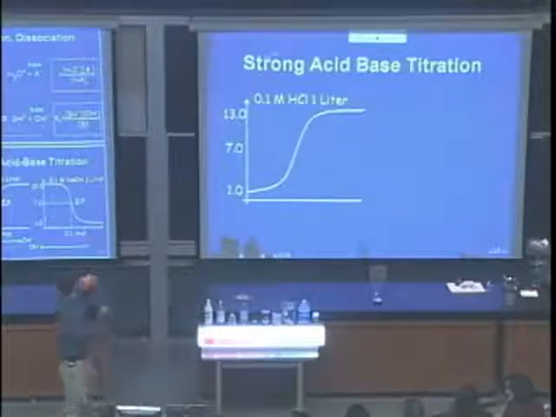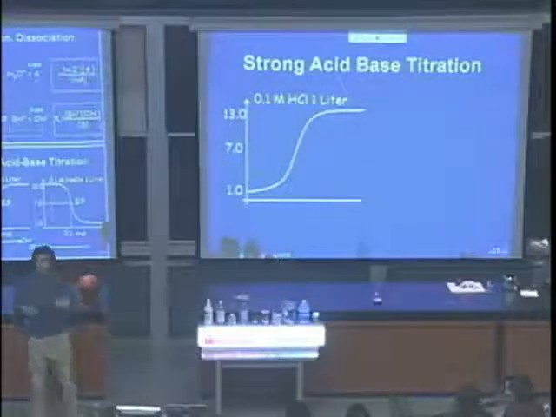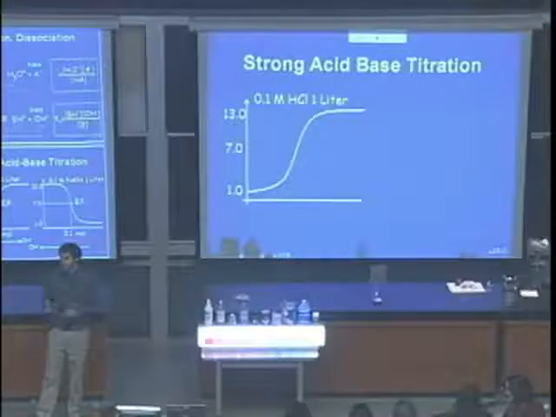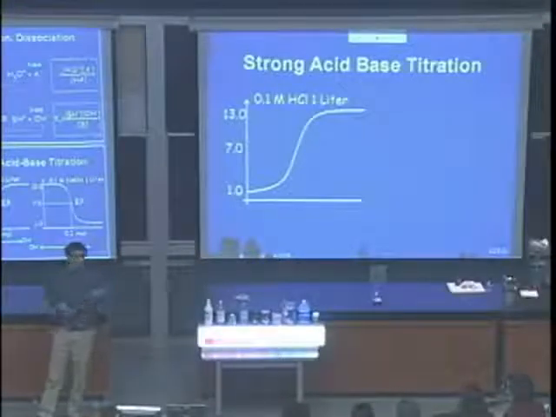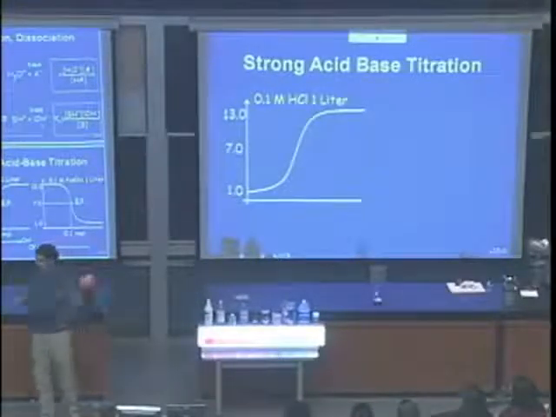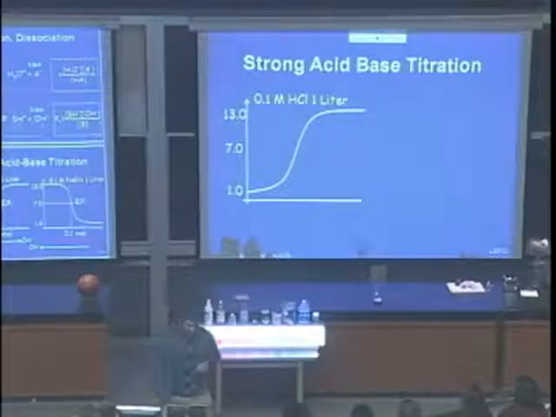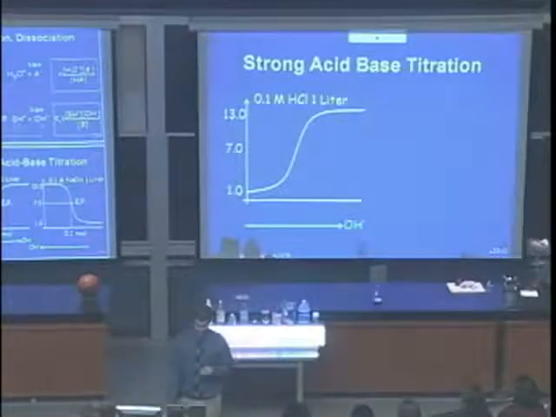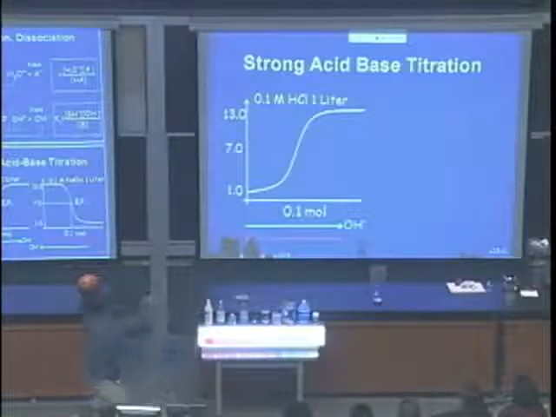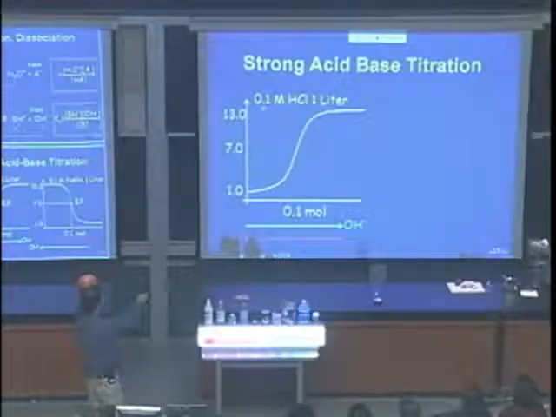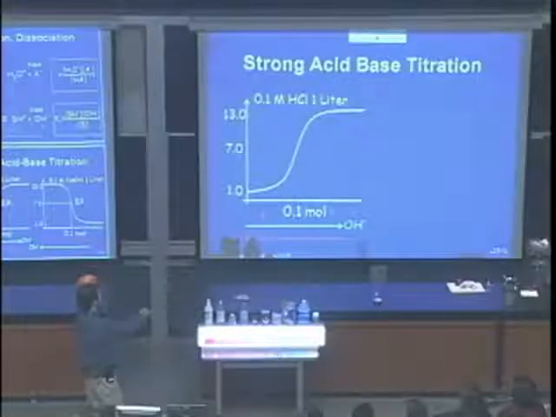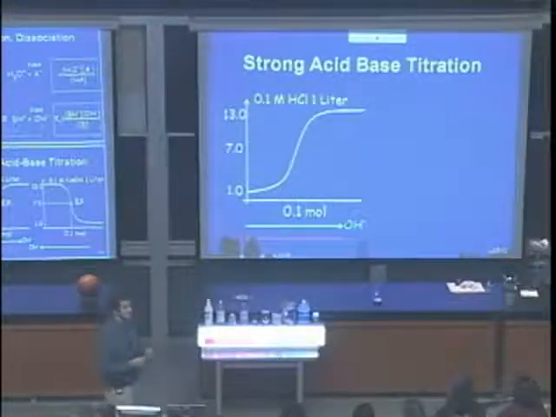The pH of the strong acid in here depends only on the concentration of that acid. If I had 0.001 molar HCl, it would have a different initial pH. Now when we add base here, we have 1 liter at 0.1 molar, which means we have 0.1 total moles of HCl, which would be neutralized with 0.1 moles of our base, OH minus.